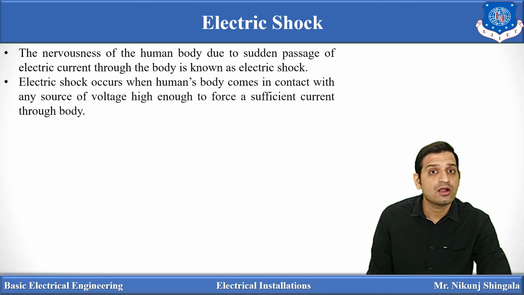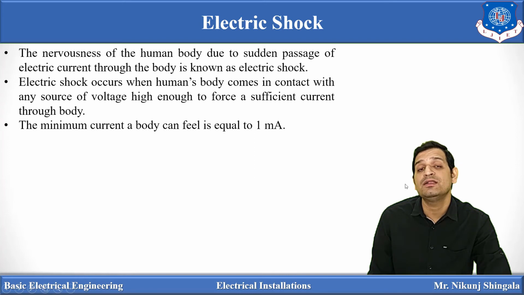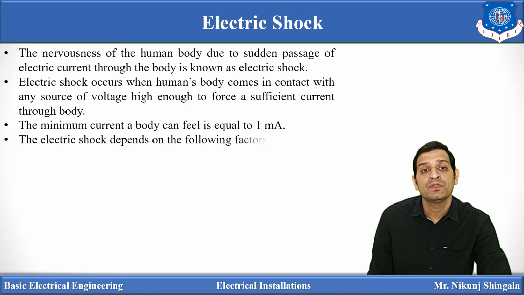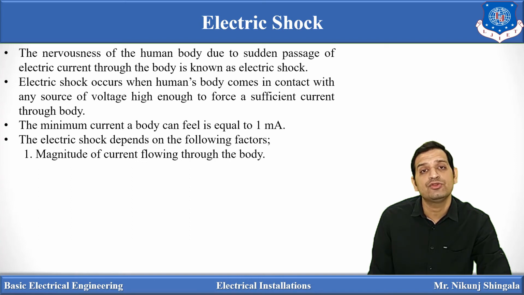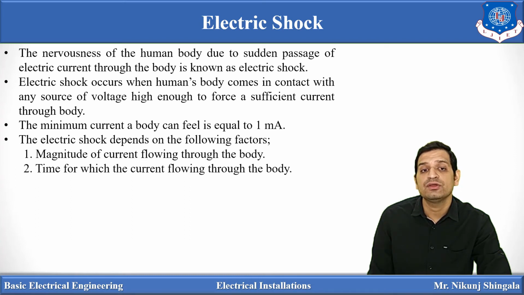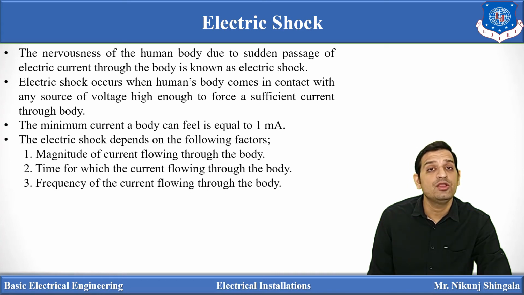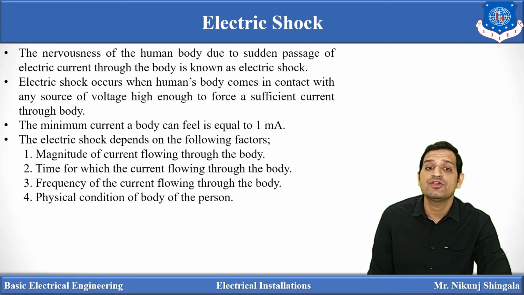And electric shock occurs when human body or the object directly comes into contact with any source of voltage which is high enough to force sufficient current through the body. The minimum current that a body can feel is 1 milliampere. The electric shock depends on the following factors: the magnitude of the current flowing through the body, the duration for which current is flowing through the body, frequency of the current flowing through the body, and physical condition of the body of the person. So those are the different factors on which electrical shock depends.